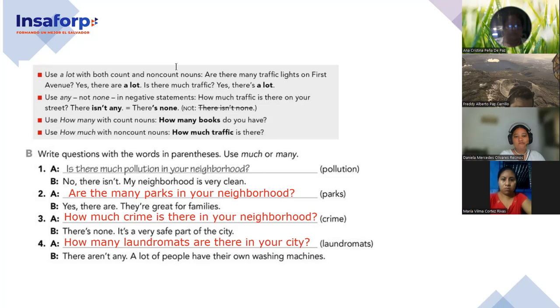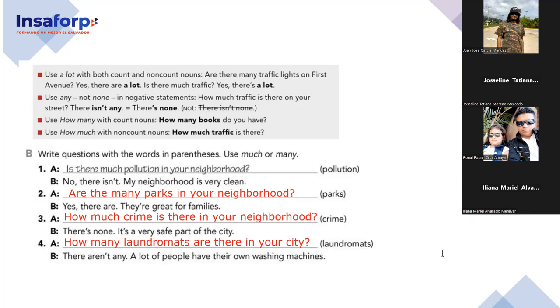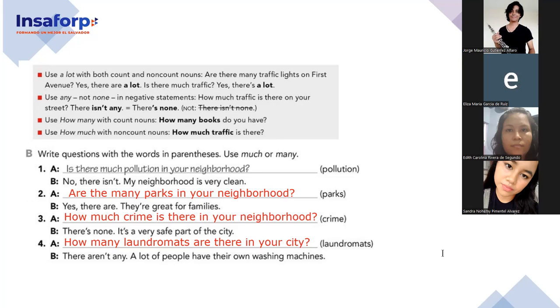Please do me a favor and read the sentence. Number one, Ana Cristina. Maria Vilma Cortez, read sentence number two, A and B. Let me see, Edith, read sentence number three, and Sandra Noemi Pimentel, read sentence number four. Ready? Let's begin.